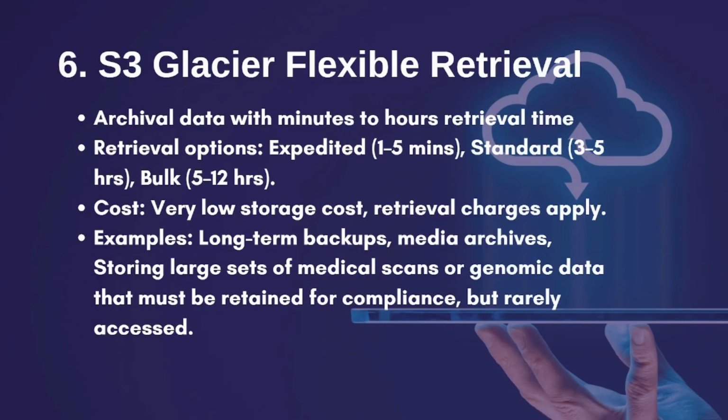The sixth one is S3 Glacier Flexible Retrieval. Here is archival data with minutes to hours of retrieval time. The retrieval options here are Expedited, where data is retrieved in 1 to 5 minutes, Standard, that is 3 to 5 hours, and Bulk, which is 5 to 12 hours. In terms of cost, it has a very low storage cost. Retrieval charges apply here. Examples where we can use S3 Glacier Flexible Retrieval are long-term backups, media archives, and storing large sets of medical scans or genomic data that can be retained for compliance but rarely accessed.